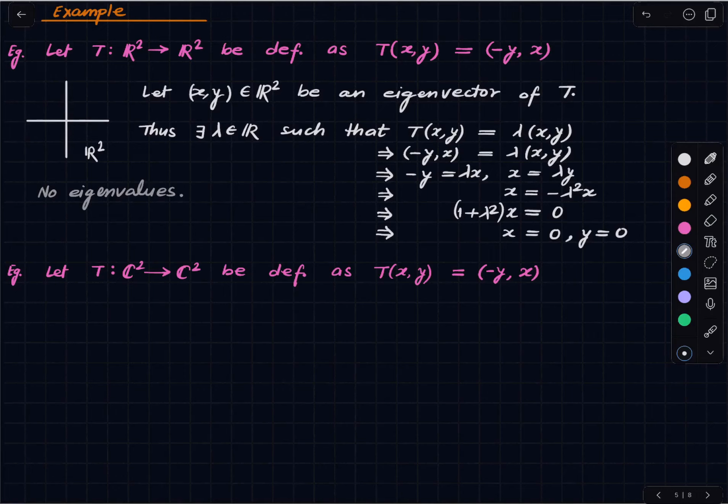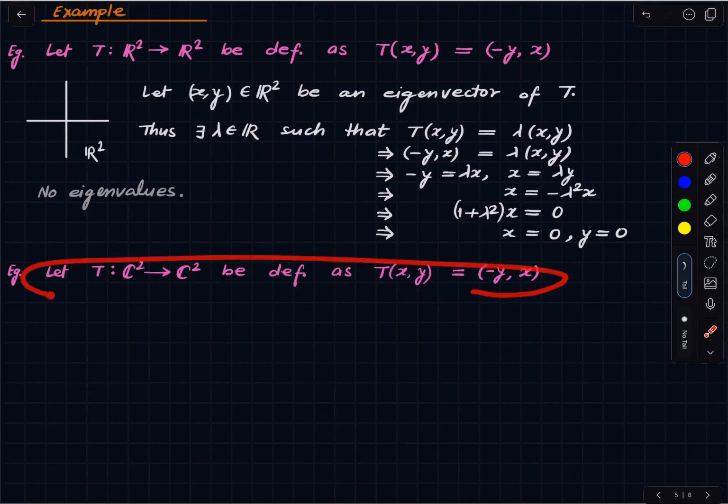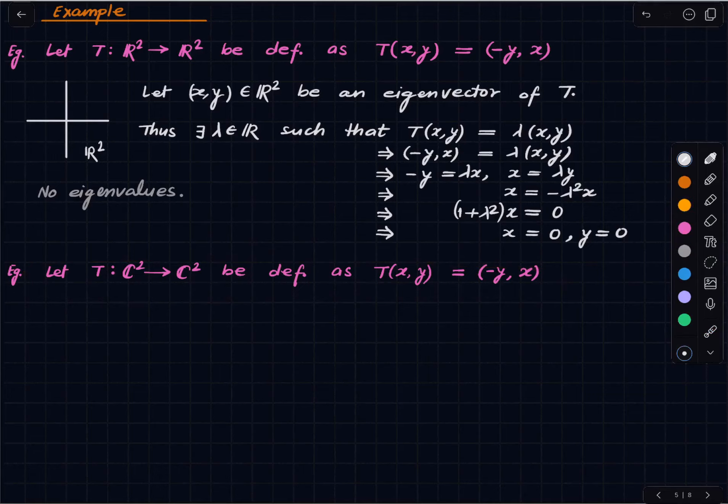All right, wonderful. But what if we have the same definition, but this time we are having a bigger field in which we are working? So this is a complex vector space. The definition of T is quote unquote the same. But what about this? Does this have an eigenvalue or something? It does. So the same calculation. So fix some thing in C2, which is an eigenvector of T.